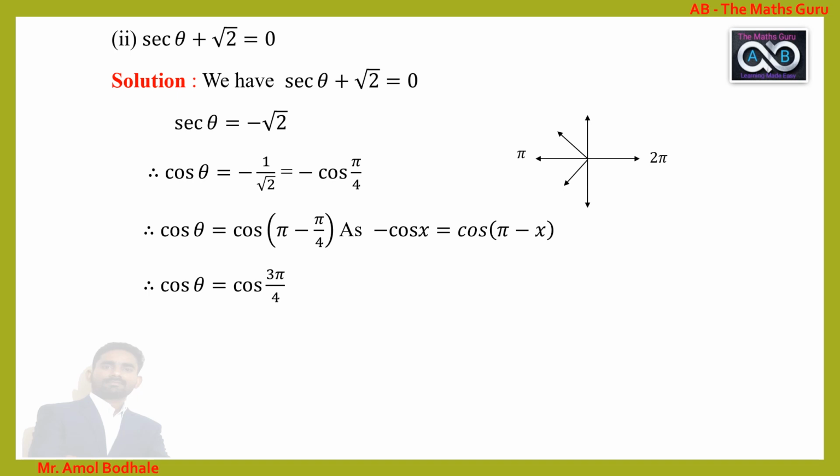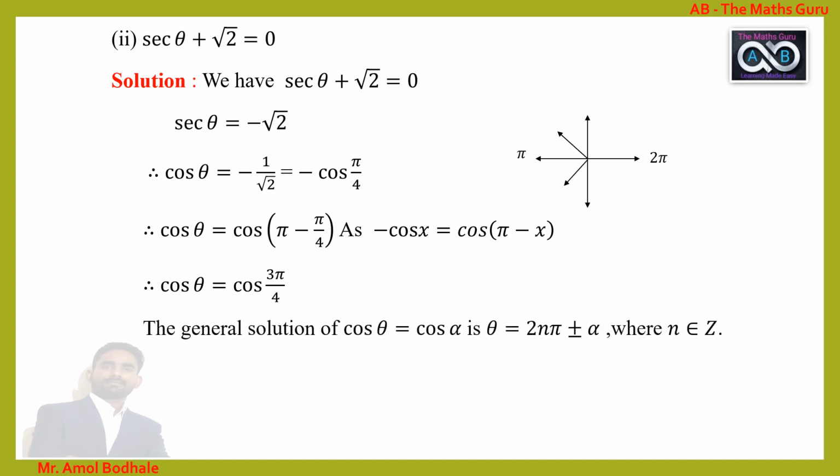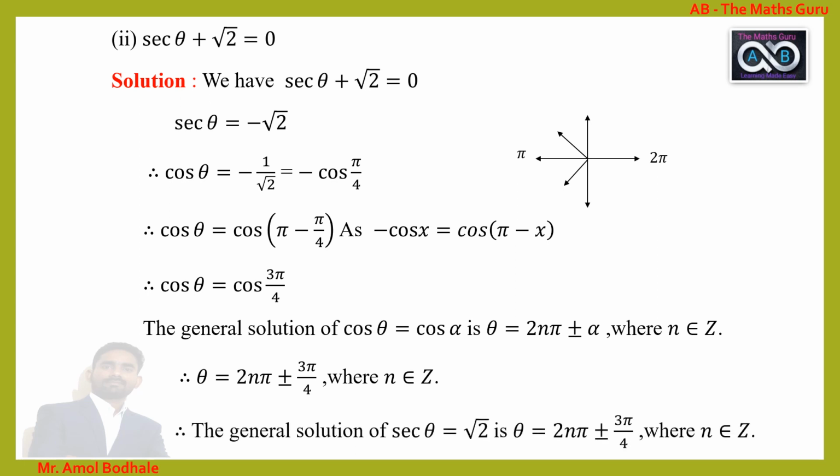So we again get the standard form, that is cos theta equal to cos alpha. We know the general solution of cos theta equal to cos alpha is theta equal to 2n pi plus or minus alpha. Here theta is exactly theta, but alpha is 3 pi by 4. So let's replace alpha by 3 pi by 4. Therefore theta equals 2n pi plus or minus 3 pi by 4. So we get this solution. Therefore the general solution of sec theta equal to root 2 is theta equal to 2n pi plus or minus 3 pi by 4, where n belongs to Z.